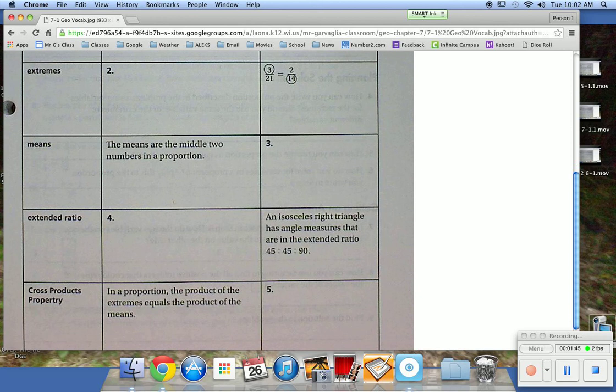Extended ratio, cross products, we'll look into that. A ratio would be 45, 45, 90. You've heard me talk about the 45, 45, 90 triangles. 30, 60, 90 would be another extended ratio. Cross products property, we're just looking at cross multiply and divide. Things that you've done before. Anybody have questions on anything I have here? All right.